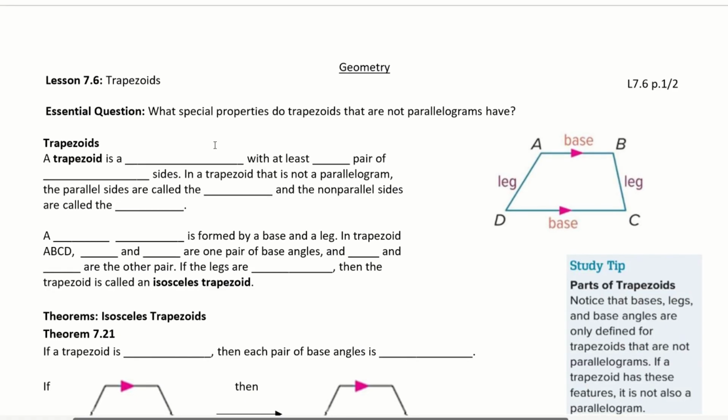So what is a trapezoid? A trapezoid is a quadrilateral with at least one pair of parallel sides.